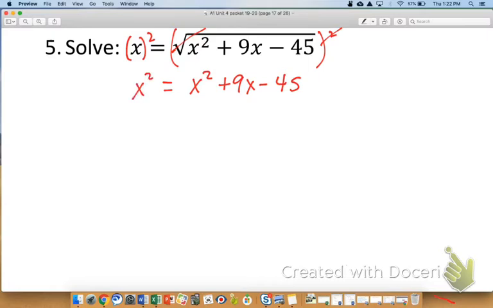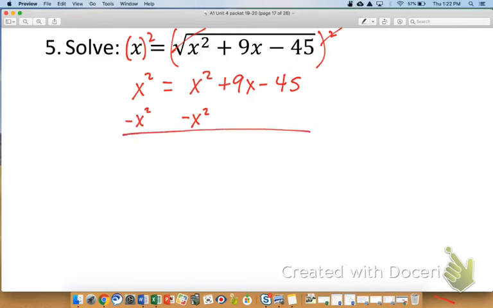Okay, so now I'm going to try to solve this. Do you see any simplifying I could do? You could, but they're not on the same side of the equation, so you'd have to move it. What do I need to move? The x squared. Do you see how there's an x squared on both sides? So what I'm going to do is subtract x squared.